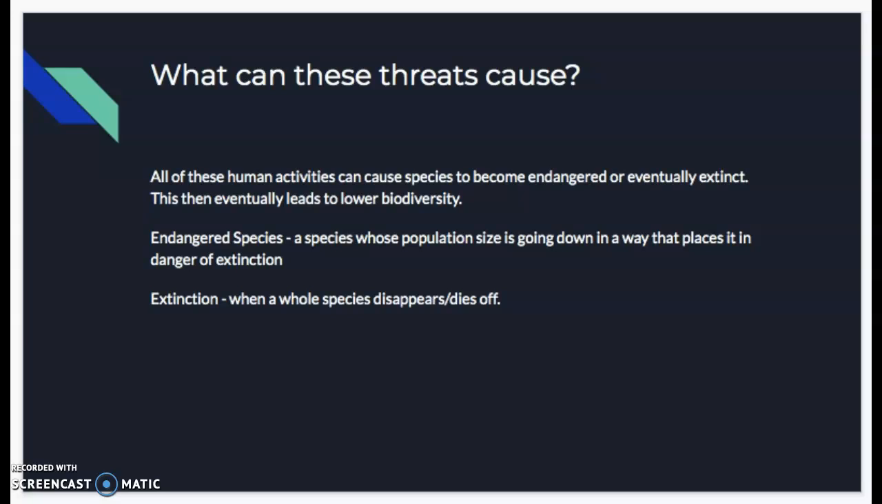So what can these threats to biodiversity cause? All of these human activities can cause species to become endangered or eventually extinct. This then eventually leads to a lower biodiversity on Earth. An endangered species is a species whose population size is going down in a way that places it in danger of extinction. An extinction is when a whole species disappears or dies off.